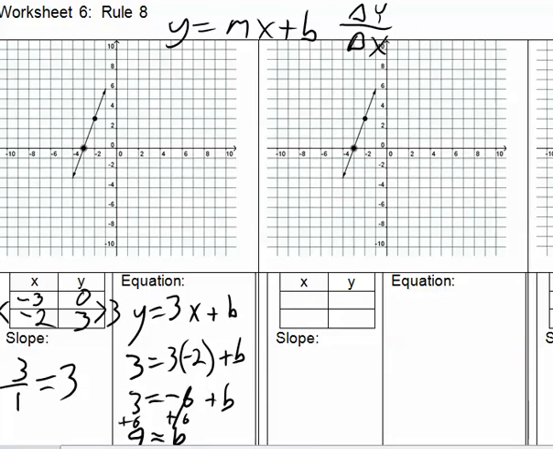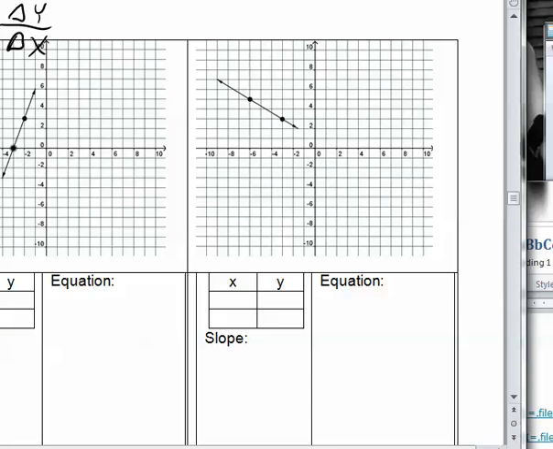Let's scroll over here. Alright, let's take a look at this one. So again, we have our 2 points. So we have -6, 1, 2, 3, 4, 5, -6, -5, and 1, 2, 3, -3, 1, 2, 3, +3. So we need our delta y over delta x.